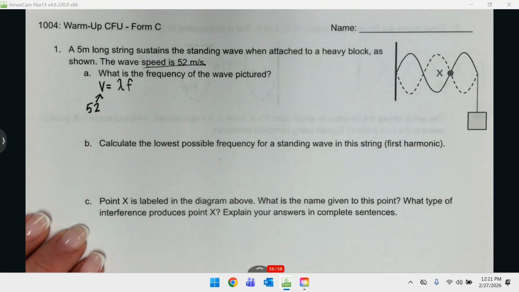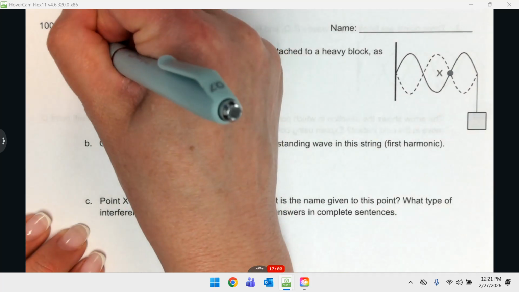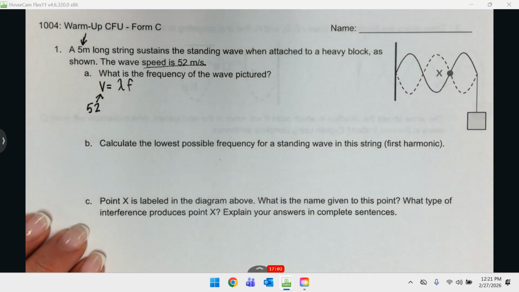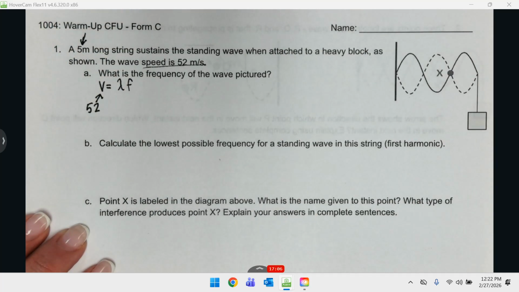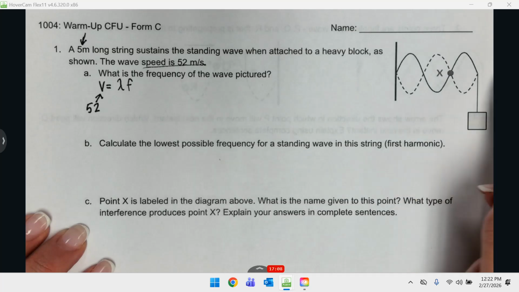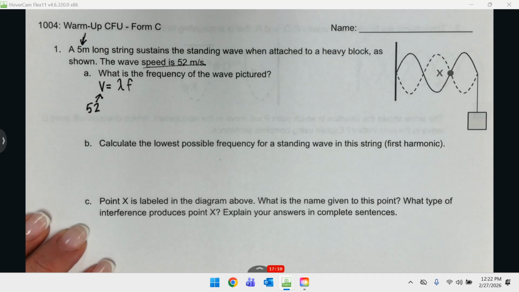Wavelengths we want in meters, which I do have a distance in meters in this question, but that's not a wavelength. That is the total length of this string, 5 meters long. And this string contains more than one wave. So again, you need to figure out how many waves are in this string.